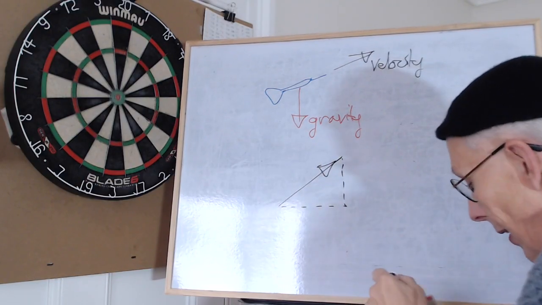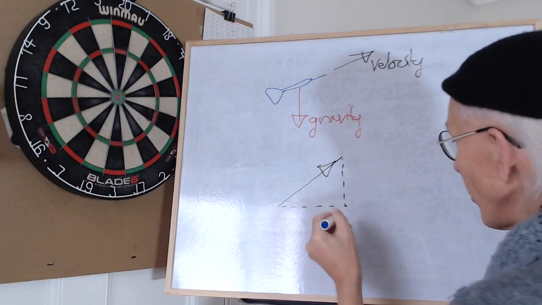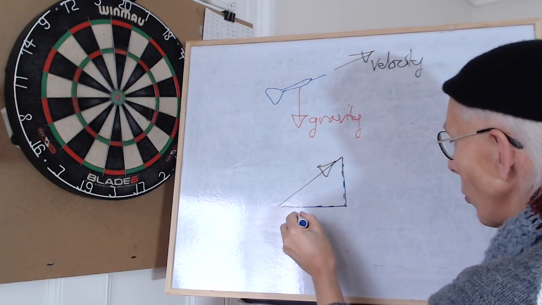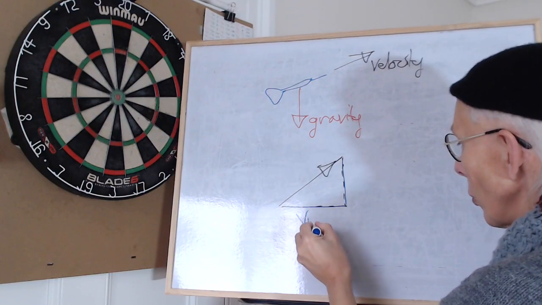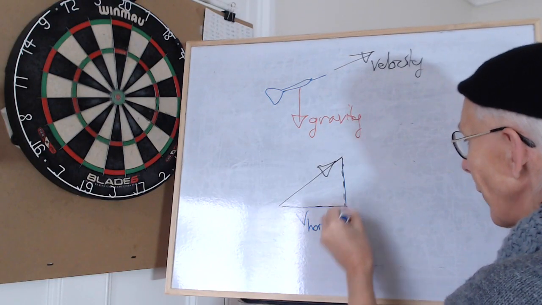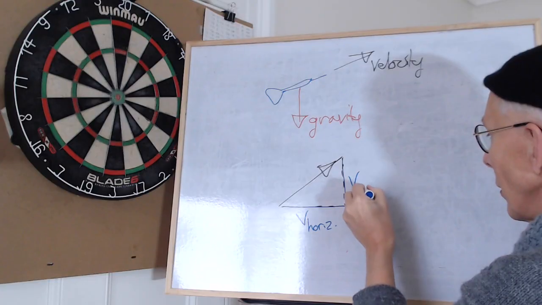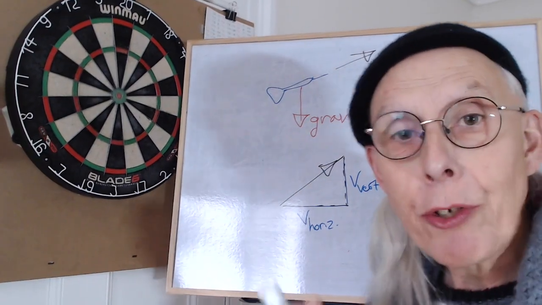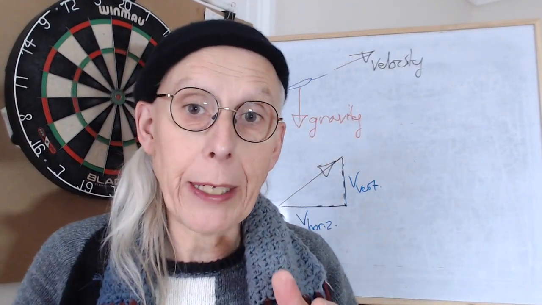It's got a horizontal piece and it's got a vertical piece. So we can call this V, let's call it V horizontal and V vertical. Okay. And we can treat them separately. That's what I was saying in the previous video. We can treat them separately.